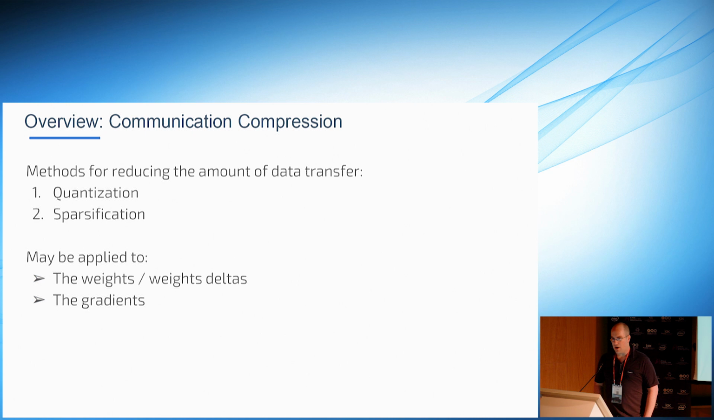So I'll just mention two methods. The first is quantization, and the second is sparsification. And each one you may try to apply either to the weights or the deltas between the weights for the case of federated averaging, or you may try to use it on the gradients themselves, which would be useful for the large batch version.